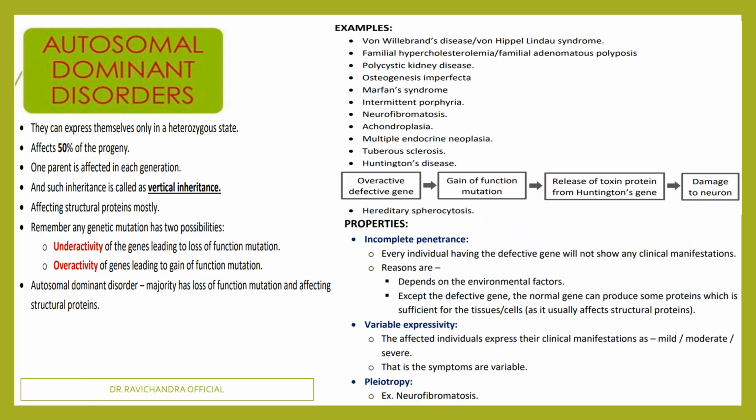Autosomal dominant disorders can express themselves in a heterozygous state, and they affect 50% of the progeny. One parent is affected in each generation, and such inheritance is called vertical inheritance. So in the exam, they may ask you in the MCQs: autosomal dominant disorders show horizontal inheritance, vertical inheritance, both, or none? Answer is vertical inheritance. And these autosomal dominant disorders will affect structural proteins mostly.